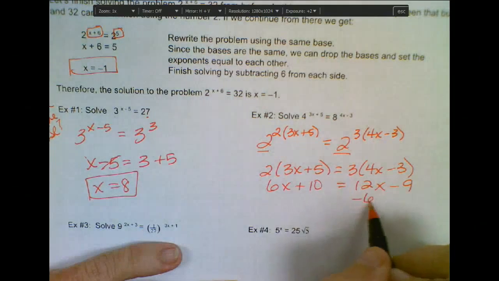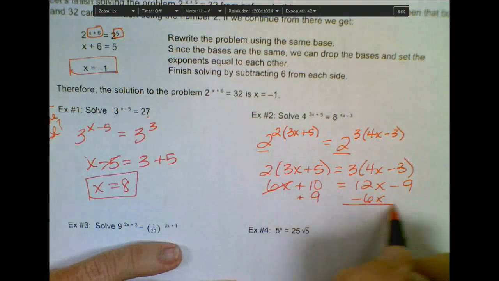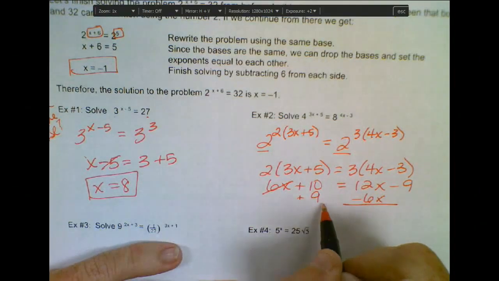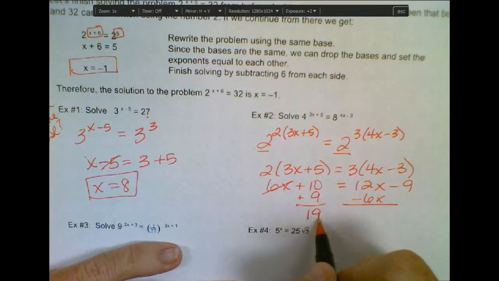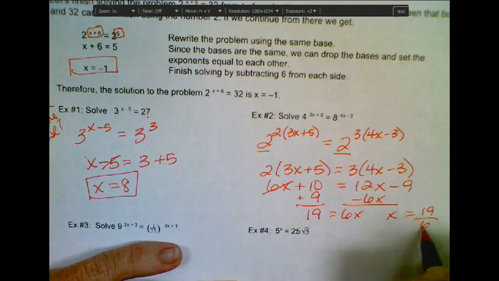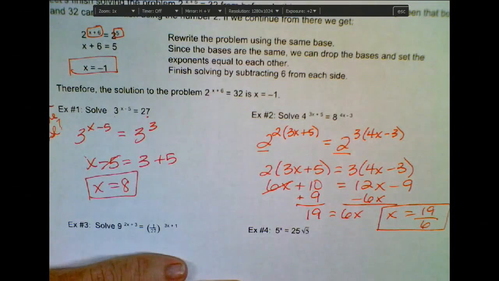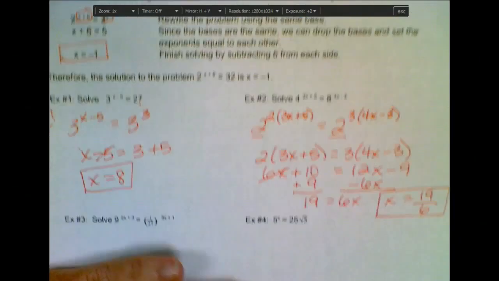Move your equations around until you get what you need them to be. So you should get 19 equals 6x. So x equals 19 over 6.